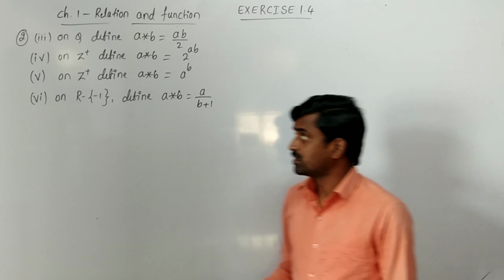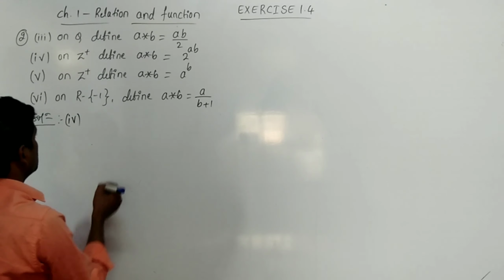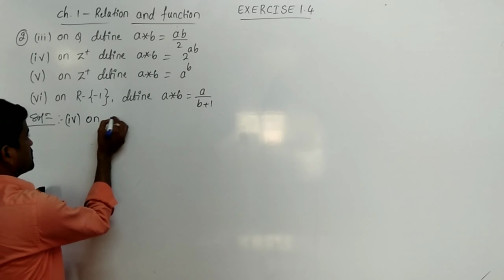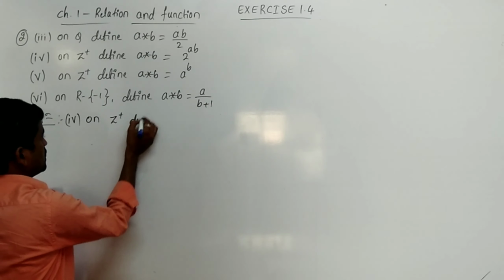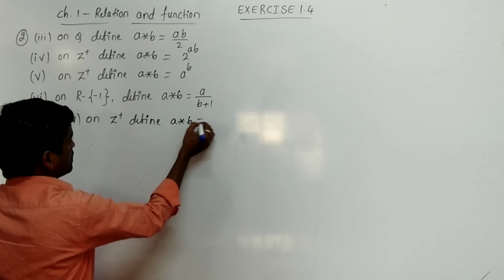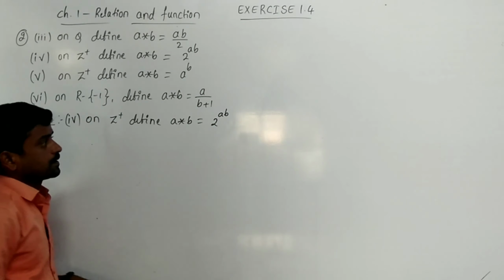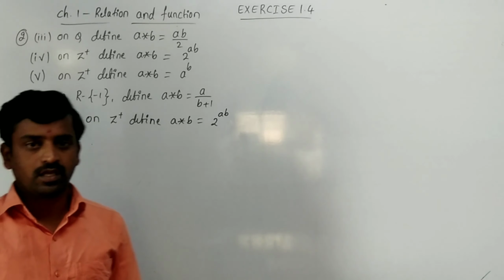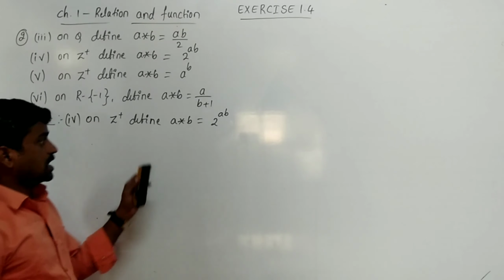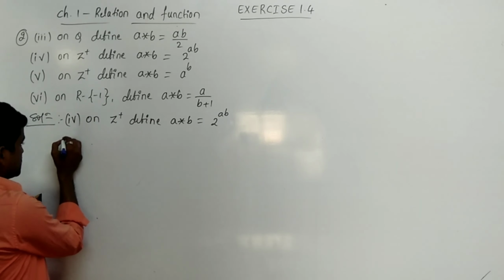Discuss the second question, number 4, on Z plus. Define a star b as 2 to the power of a into b. Is star binary, commutative or associative? First, binary.